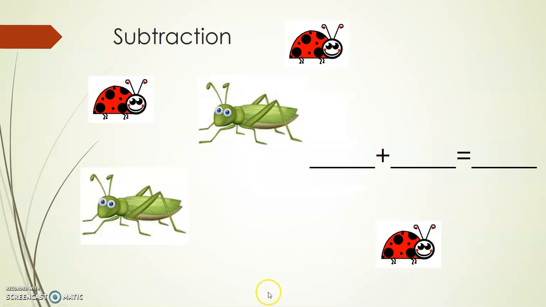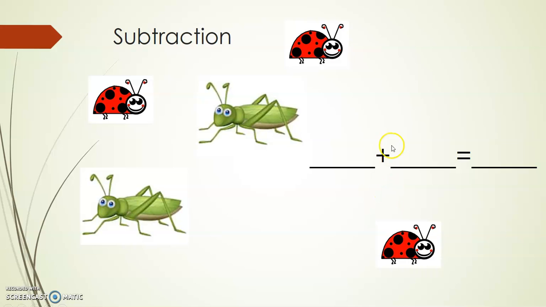Now we're going to talk about subtraction. I have another little story for you guys about some more bugs. So, let's say we are out in the garden looking at some nice flowers and we see some bugs. How many bugs all together are right here? 1, 2, 3, 4, 5.